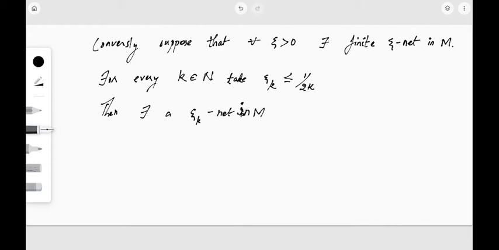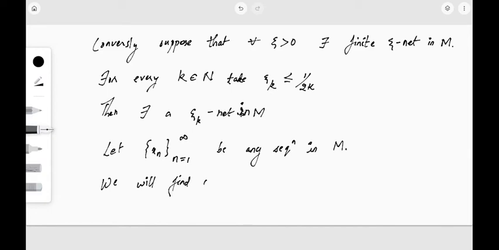Okay, now we need to prove that M is pre-compact. So for that we are going to choose a sequence in M. Let xn, where n varies from 1 to infinity, be any sequence, and we'll show that it has a Cauchy subsequence. We will find a Cauchy subsequence for this sequence. Okay, so let's see how we are going to do that.